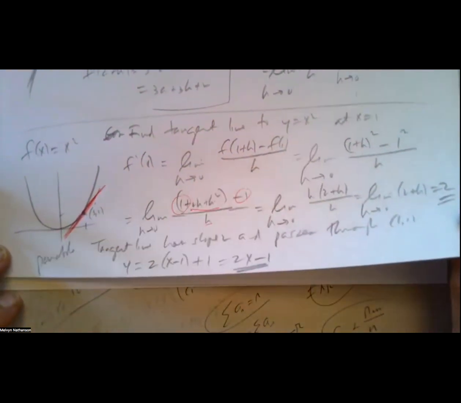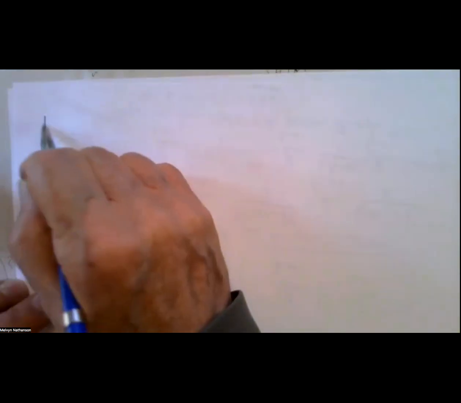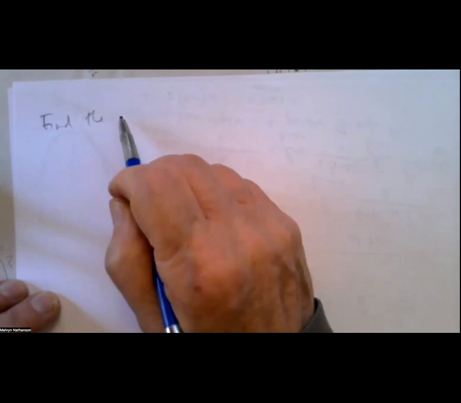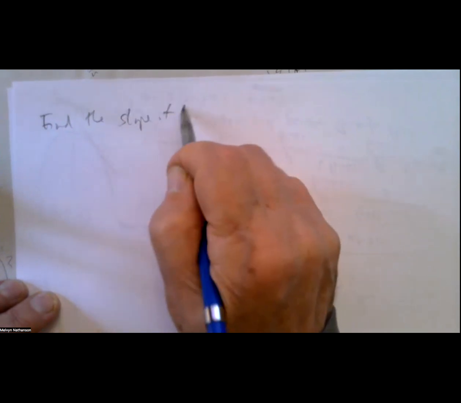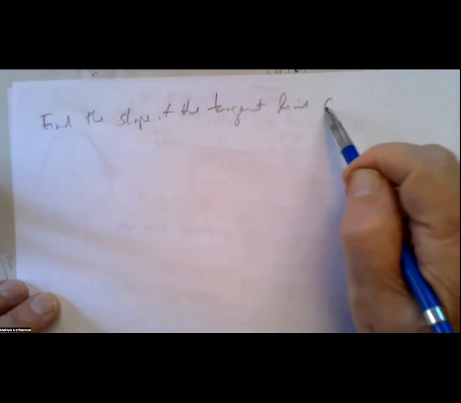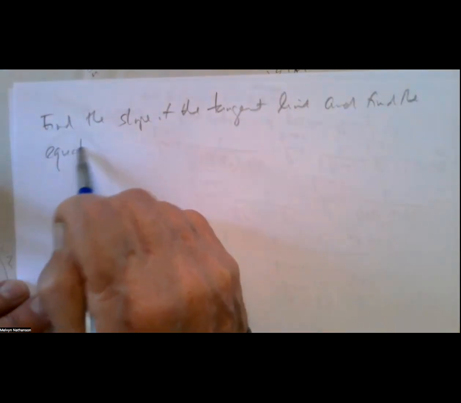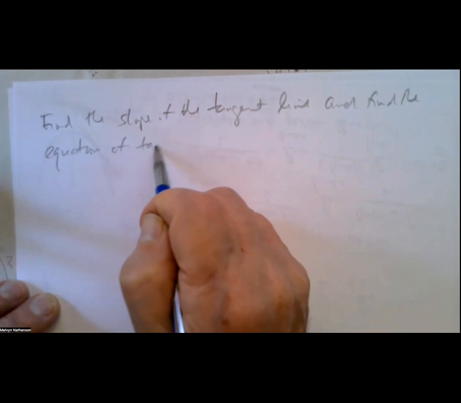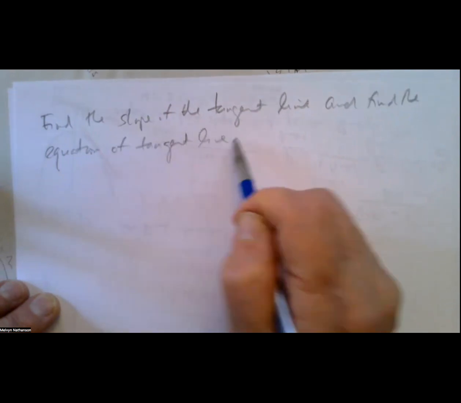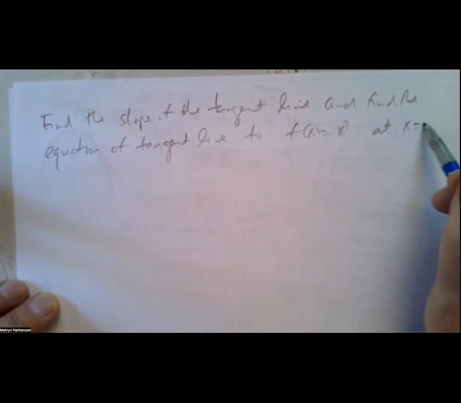So just so I don't have all the fun, let me give you a problem to work on for a couple of minutes. Find the slope of the tangent line and find the equation of the tangent line to the function f of x equal x cubed at x equal to minus 1.